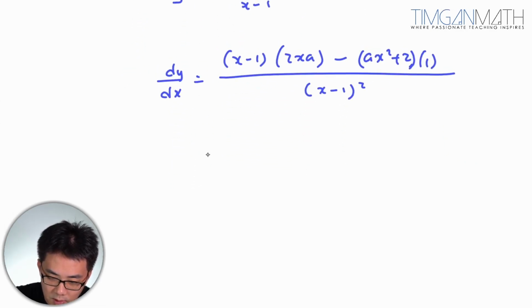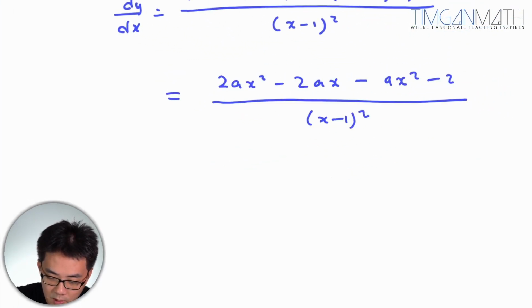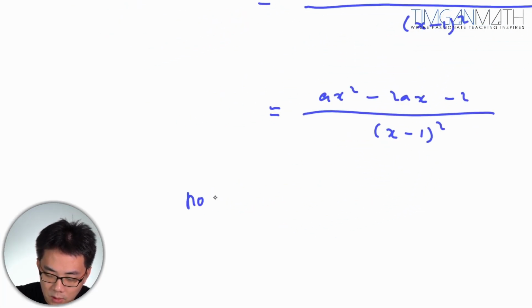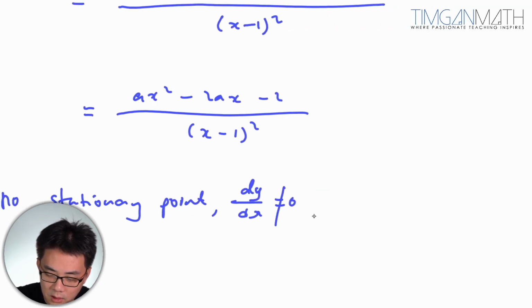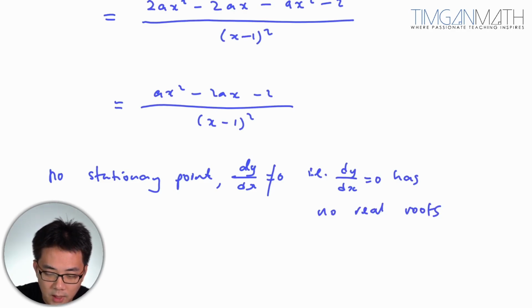Then after which what we're going to do is just put it as 2ax squared minus 2ax over x minus 1 squared. So if there's no stationary point, we know that dy/dx equals 0 cannot happen. This just means that dy/dx equals 0 has no real roots.